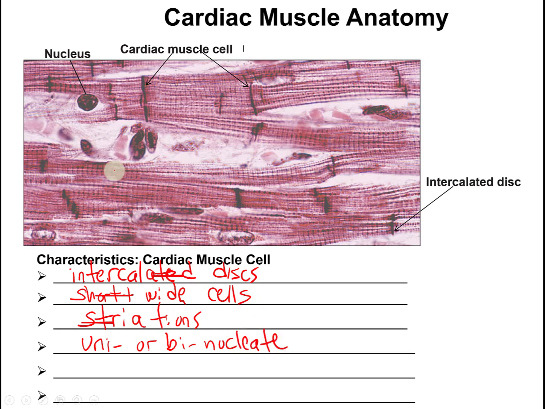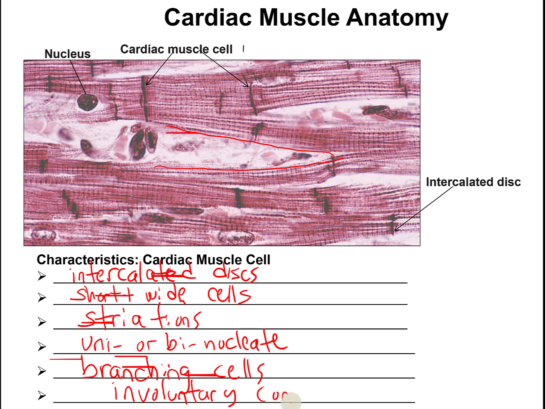Another characteristic is that the cells sort of branch. Now remember, skeletal muscle cells were side to side, they're parallel. But you can see right here, it looks kind of like a Y, the cells are actually branching. And so that's a difference between cardiac muscle cells and skeletal muscle cells. The cells branch. Lastly, this isn't something you can see under the microscope, but cardiac muscle cells are under involuntary control. So you cannot consciously control the contraction of cardiac muscle cells.